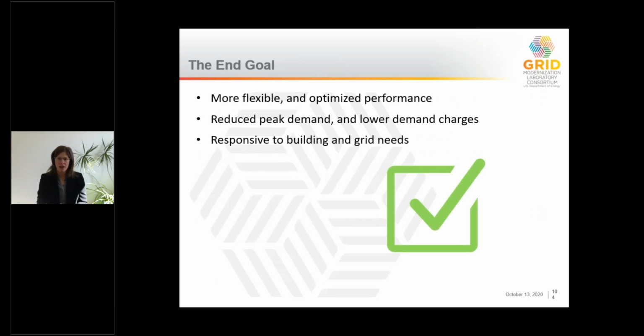So the end goal of all of this is that we are looking for more flexible and optimized performance. How can we be more responsive to the building and grid needs? And really, how are we reducing our peak demand and lowering demand charges? Next slide.